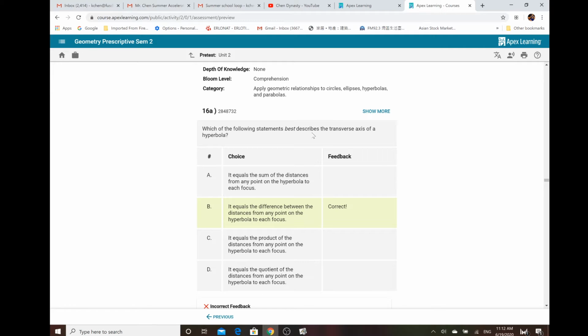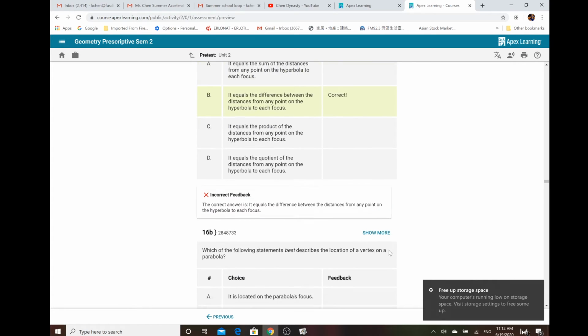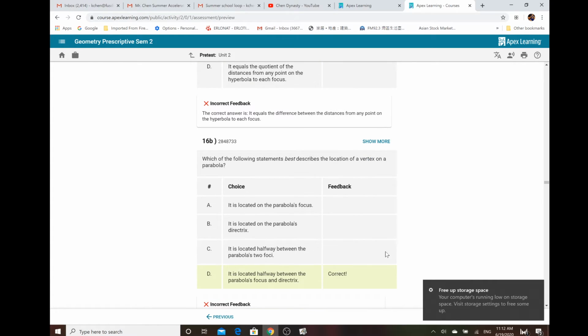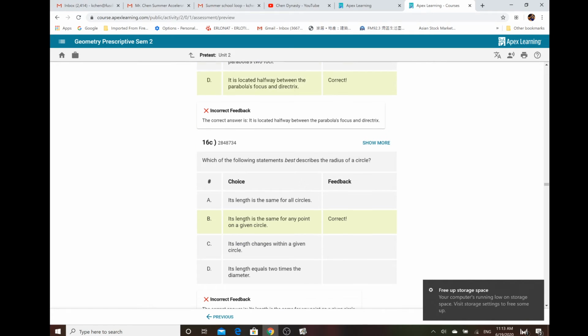And which of the following statements best describes the transverse axis of the hyperbola? This one equals the difference between the distances from any point on the hyperbola to each focus. And which of the following statements best describes the location of the vertex of the parabola? This one is always located halfway between the parabola focus and the directrix.